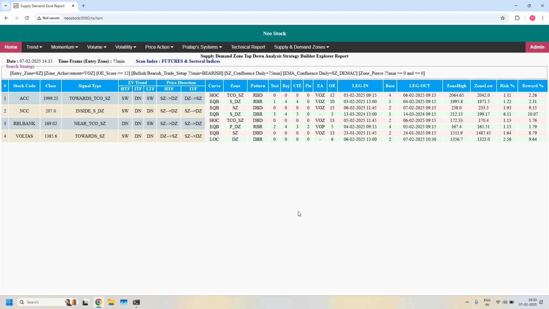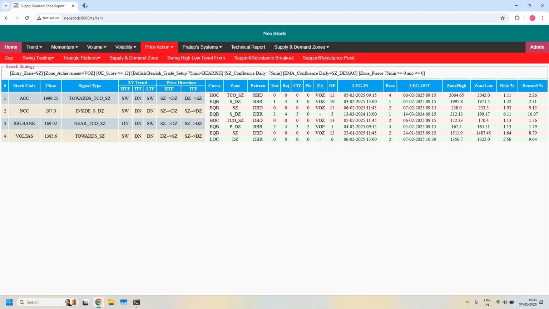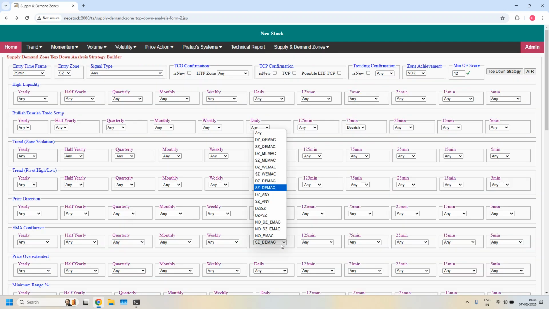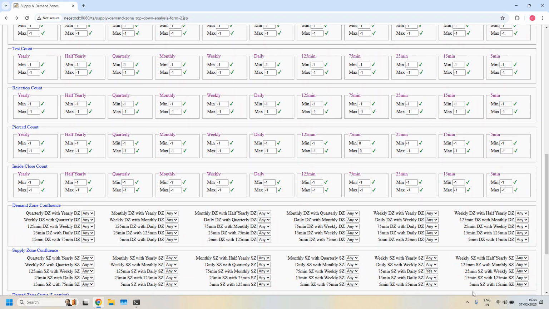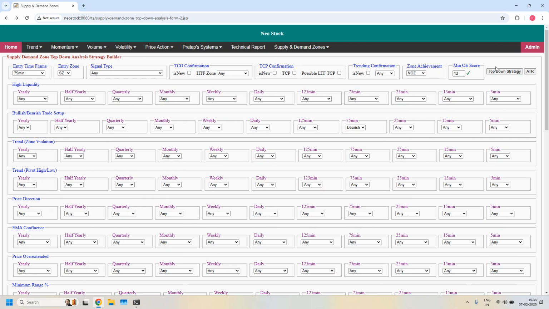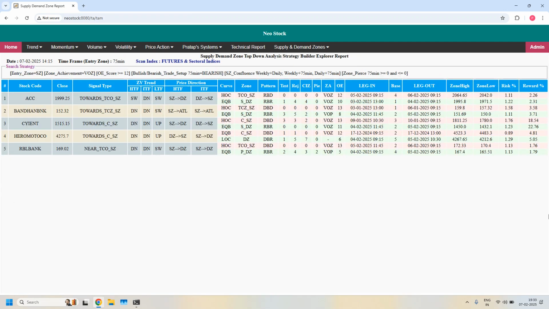Okay, next filter is LTF, ITF and HTF supply zone confluence. That is 75 minutes, daily and weekly supply zone confluence. I am removing the EMA filter. In the supply zone confluence, we have to set 3 filters. First filter is already enabled, 75 with daily. Second filter, 75 minute supply zone with weekly supply zone confluence. Third filter, daily supply zone with weekly supply zone confluence. With all three filters, we got 5 stocks.